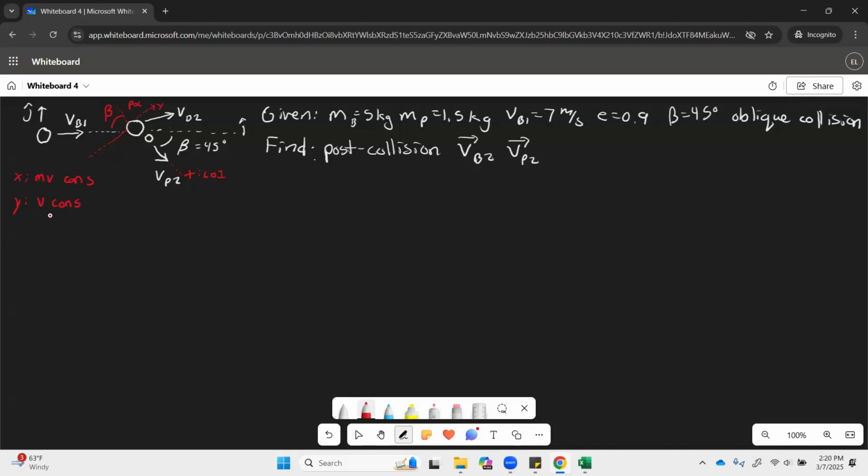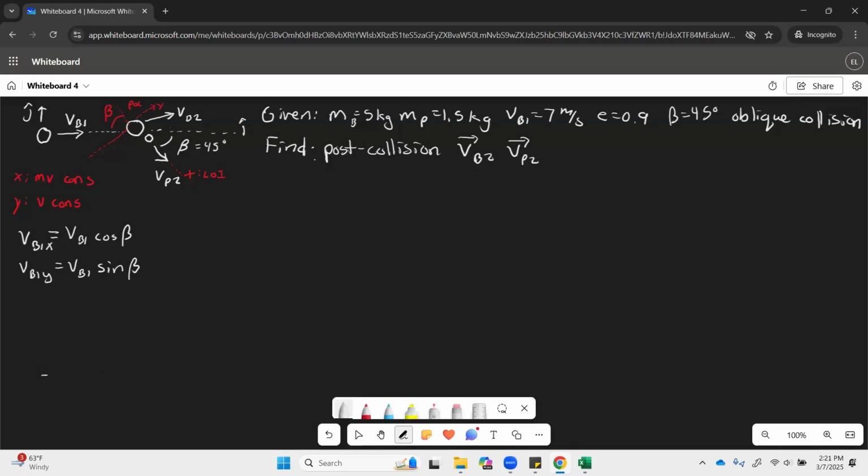All right, so we will first find our velocities. We will break up VB1 into the x component and the y component. So VB1x is going to be VB1 cosine of beta, and then VB1y equals VB1 sine of beta. And I'll draw that a little bit bigger down here.